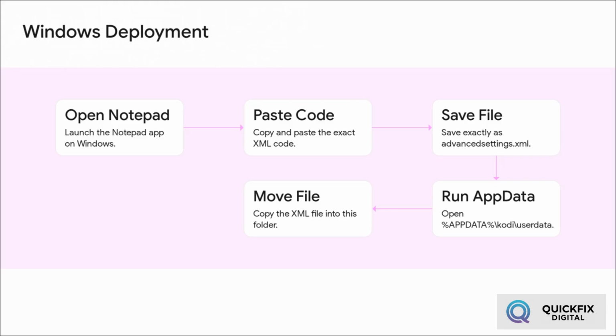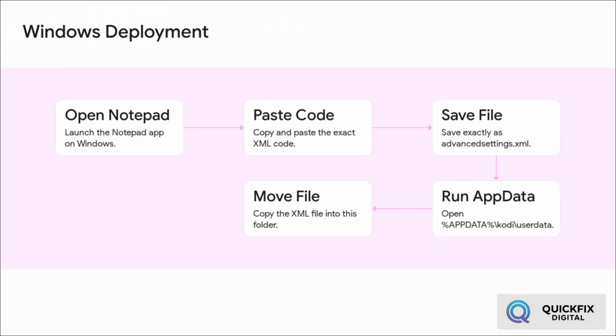You have to save the file exactly as advancedsettings.xml. If you change that name even a tiny bit, Kodi is going to completely ignore it. Fourth, hit the Windows key and R on your keyboard and type in %appdata%/Kodi/userdata. That's going to open up a hidden backend folder for you.